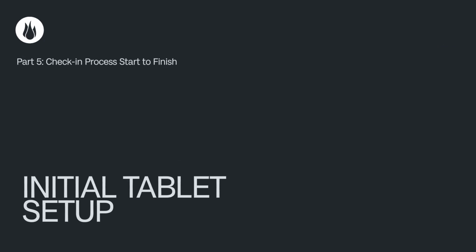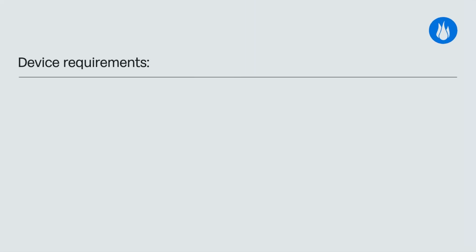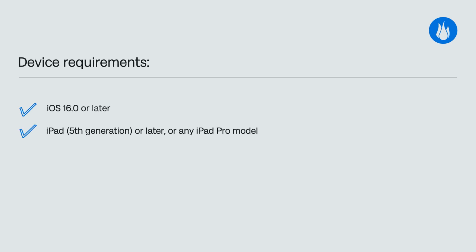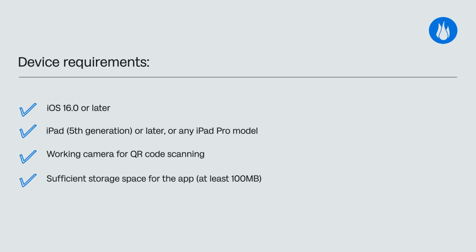Initial tablet setup. Let's start with the basics of setting up your tablet for checking in attendees with the Brushfire app. Device requirements. First, ensure your tablet meets the minimum requirements for iPads: iOS 16.0 or later, iPad 5th generation or later, or any iPad Pro model, a working camera for QR code scanning, sufficient storage space for the app, at least 100 megabytes, and a reliable Wi-Fi or cellular data connection.